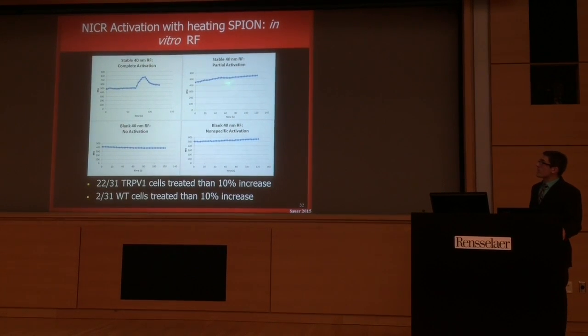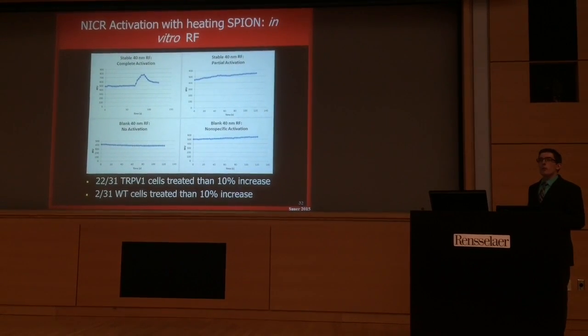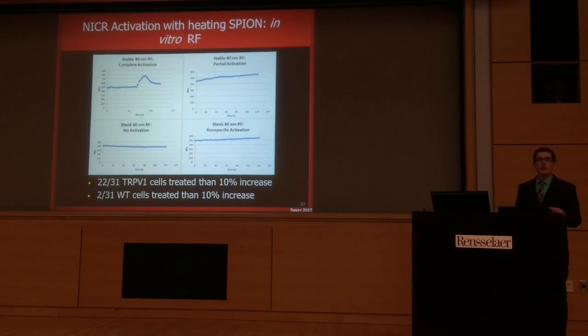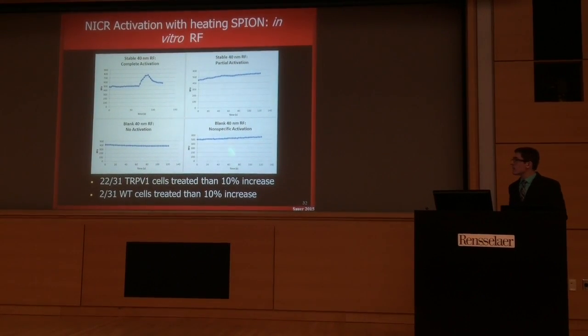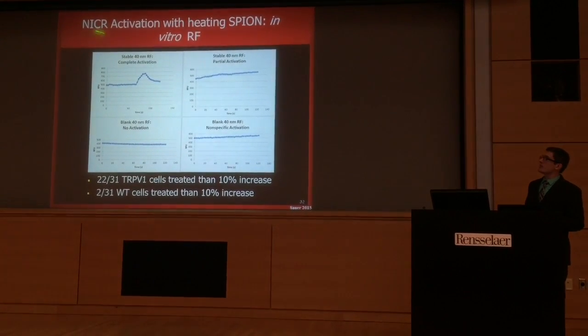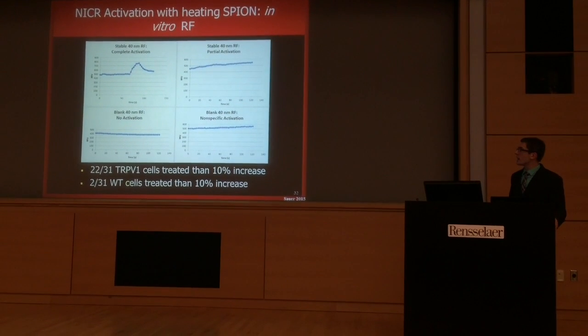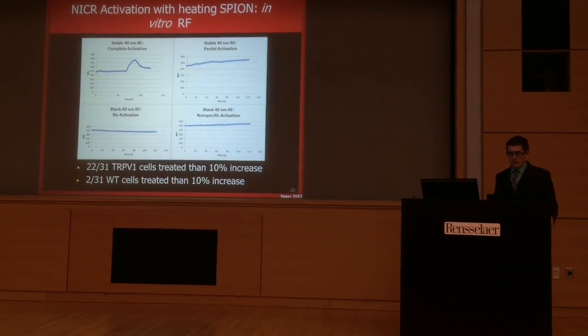We can also have a partial activation, where ion channels keep opening, but it's not enough to stimulate the ER to amplify the signal. And then finally, stable means that it expresses TRPV1. These are the stable cell line. Blank does not express TRPV1.